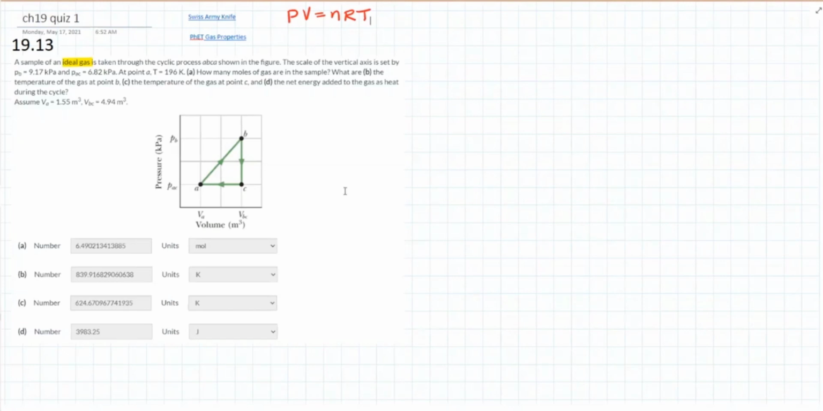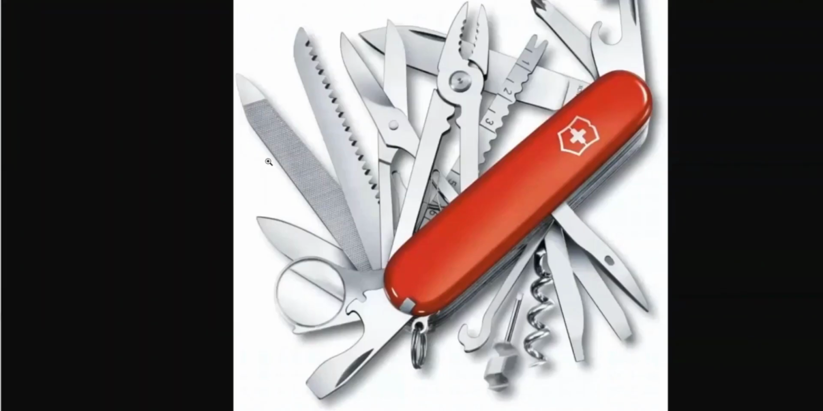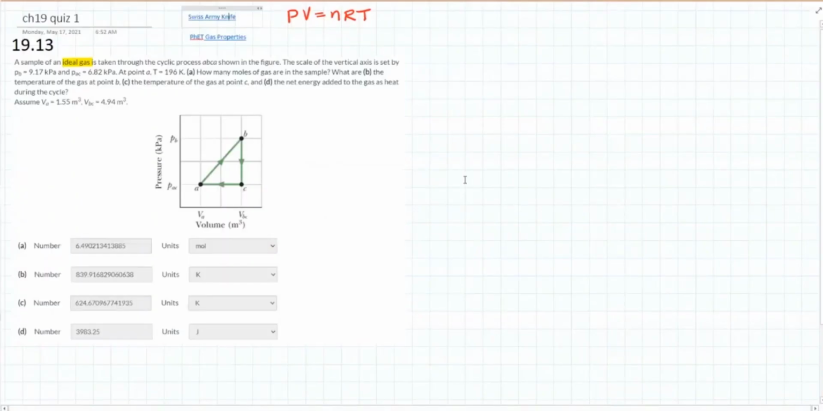So PV equals nRT is the Swiss Army knife. I refer to this a lot. In case you don't know what a Swiss Army knife is, there's a Swiss Army knife. A Swiss Army knife basically does everything. It's one package that contains a whole bunch of tools to deal with whatever situation you find yourself in. That's why I'm always referring to the ideal gas law as the Swiss Army knife of thermodynamics, because it's used universally, a very foundational equation.